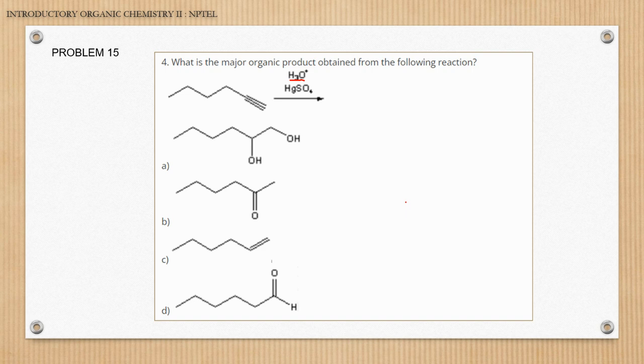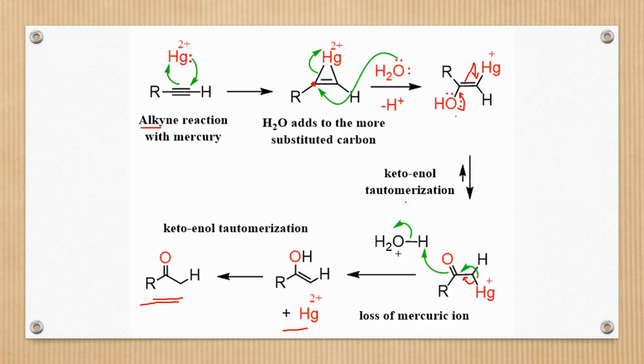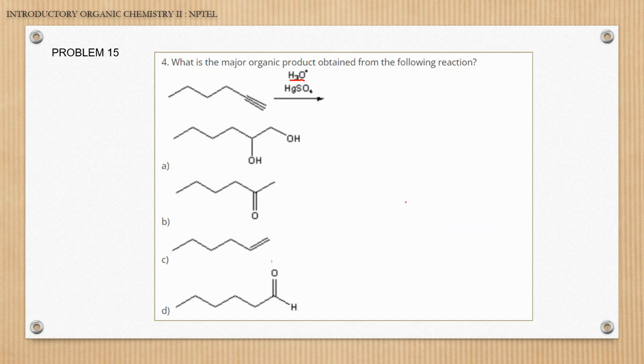Option D. Option B. Option B. Option D. B or D? B for Bombay.